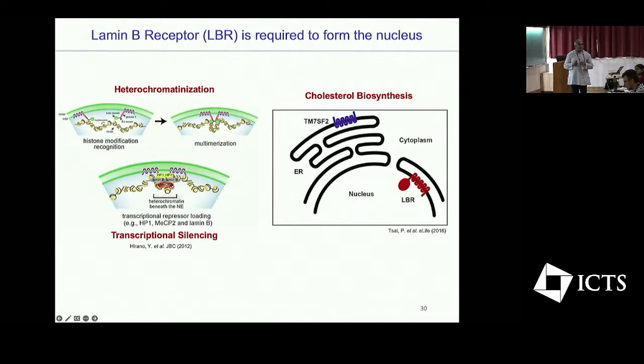I'll take a quick minute to tell you another related story, which is of an interactor of the B-type lamins, which is referred to as the lamin B receptor. It is localized in this way, which actually works like a receptor for various different signaling activities, mainly in the cholesterol biosynthesis pathway. It also has very interesting roles in transcriptional silencing and histone organization and so on.